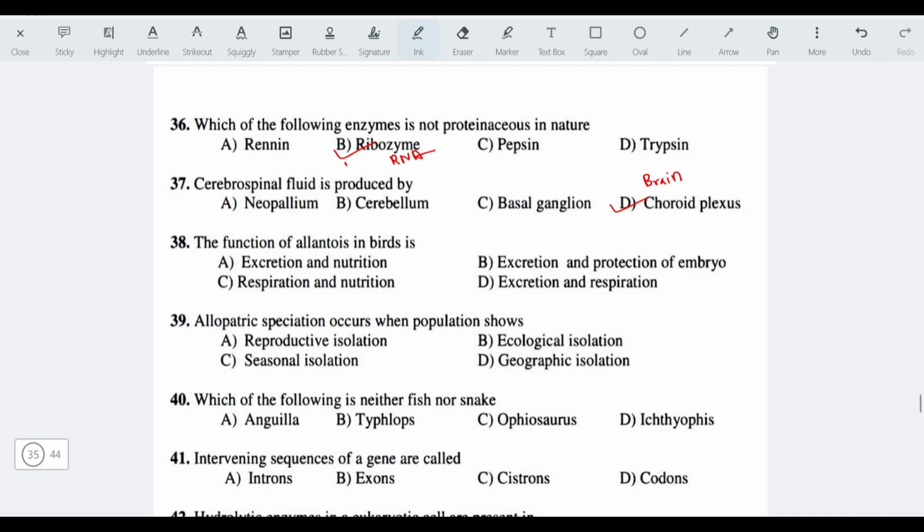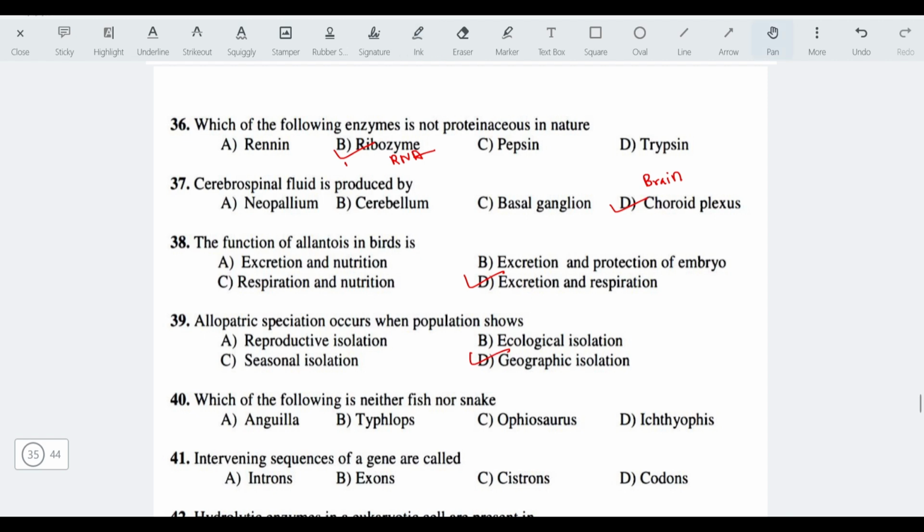And cerebrospinal fluid runs between your cerebrum, spinal cord or brain, right? Central nervous system. The function of allantois in birds is, again a repeated question, the correct answer is excretion and respiration. Next question, allopatric speciation occurs when population shows. The answer is geographic isolation.